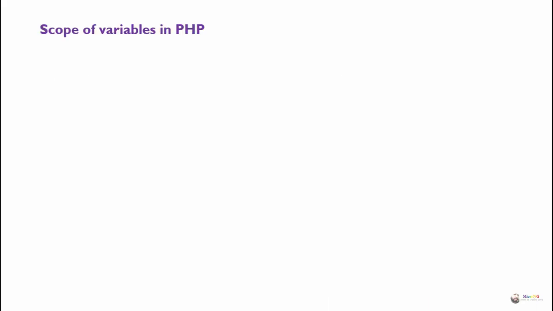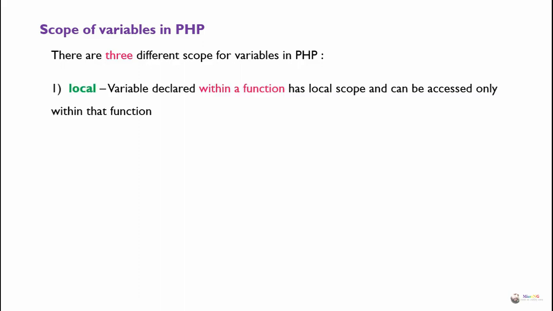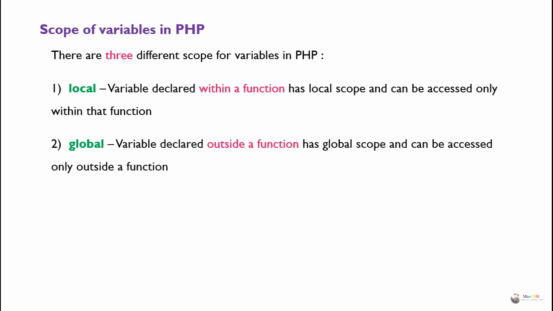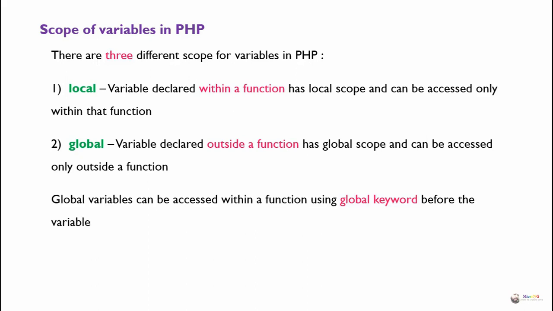Scope of variables in PHP. There are three different scopes for variables in PHP. First, local. Variables declared within a function have local scope and can be accessed only within that function. Second, global. Variables declared outside a function have global scope and can be accessed only outside a function. Global variables can be accessed within a function using the global keyword before the variable.